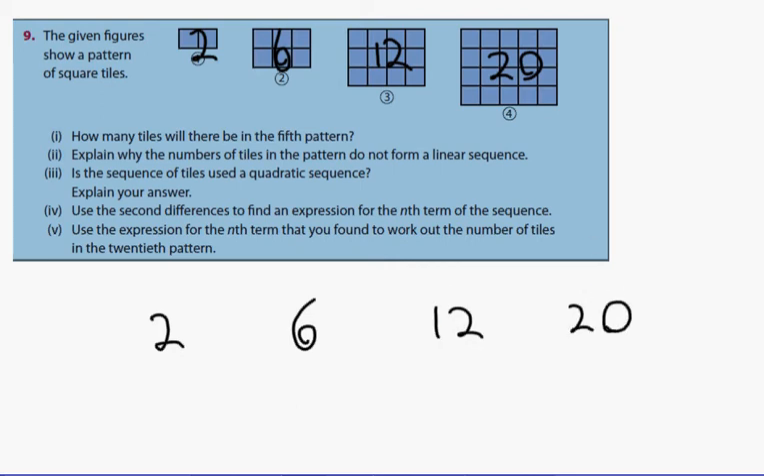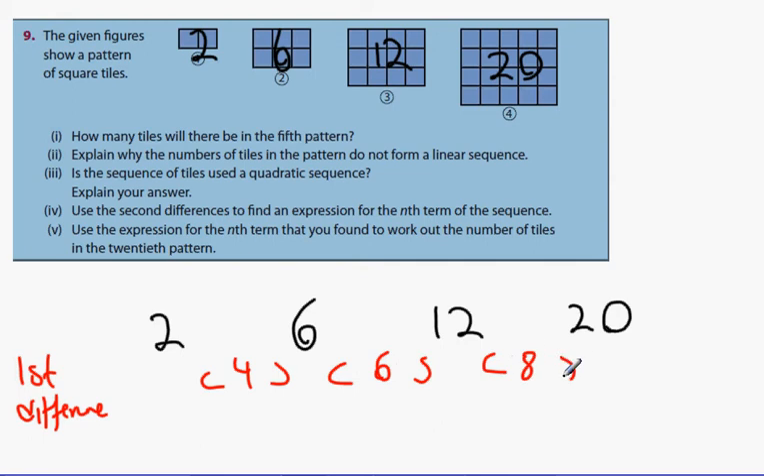So what you can see here is that the first gap, the first difference, is a gap of 4, a gap of 6, and then a gap of 8. The second difference is a gap of 2 and a gap of 2. Now, what this means is the gap for the fifth one should be a gap of 10, and that will bring the total up to 30.